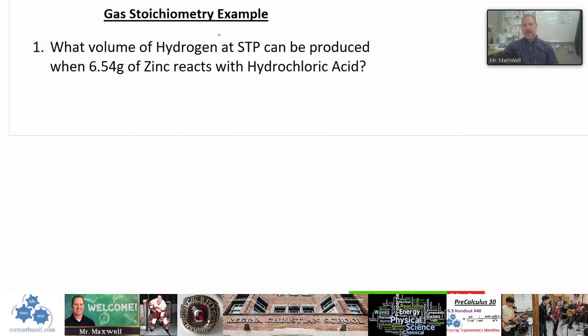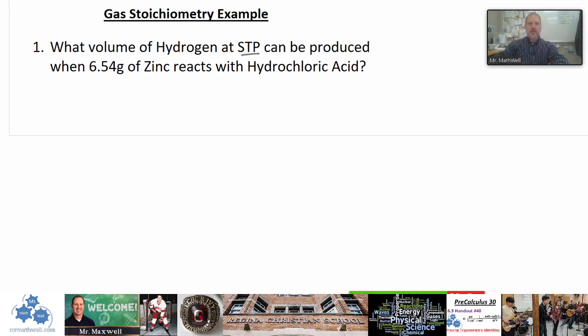Gas stoichiometry example. So we just learned about molar volume, and we've learned that at STP, we know that 6.02 times 10 to the 23rd molecules or atoms of a gas has to occupy 22.4 liters. And so we are going to do this stoichiometry problem. So first of all, first step, you need to write a correctly written chemical equation and balance it.